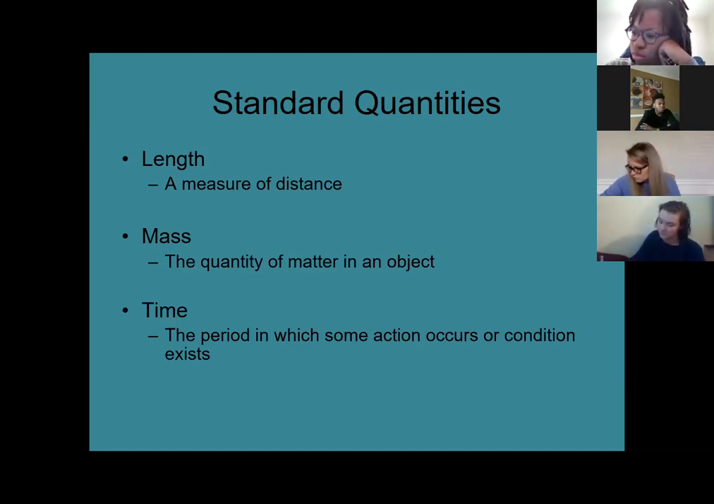In the CGS system, the unit of length is the centimeter, the unit of mass is the gram, and the unit of time is the second. The only unit consistent across all systems of measurement is the unit of time, which is in seconds. So whether you're in the British system or the MKS or the CGS or the SI system, the unit of time is always in seconds.